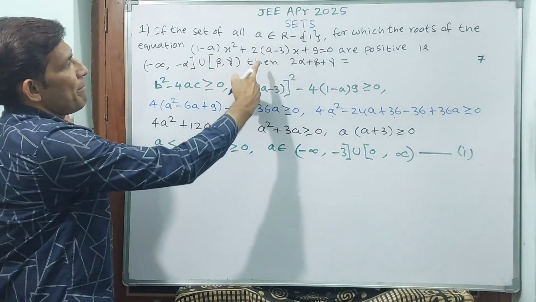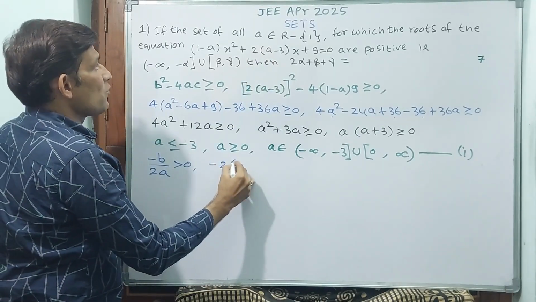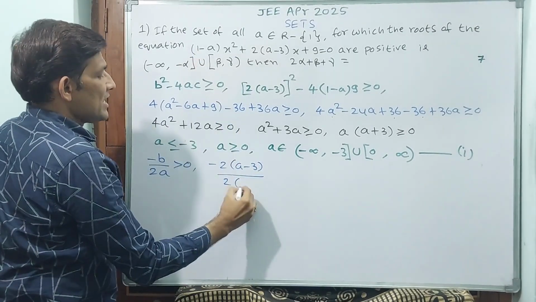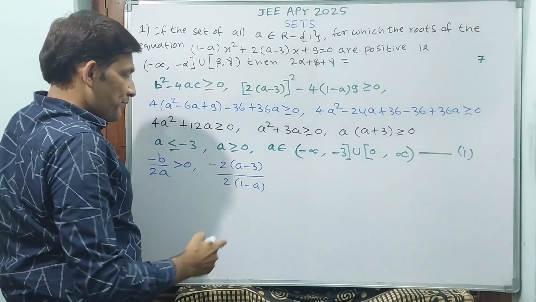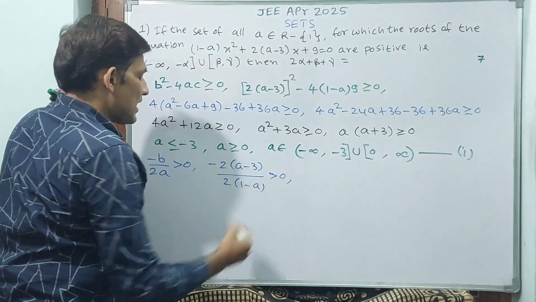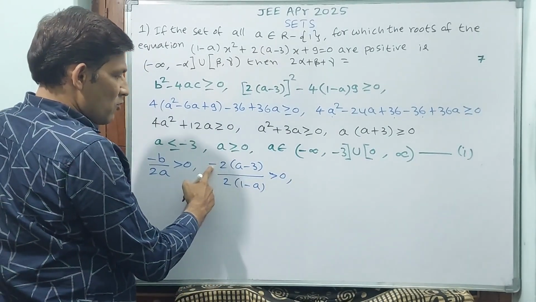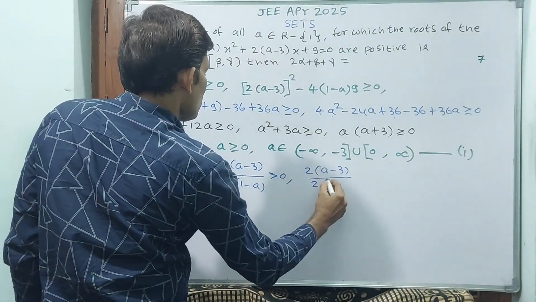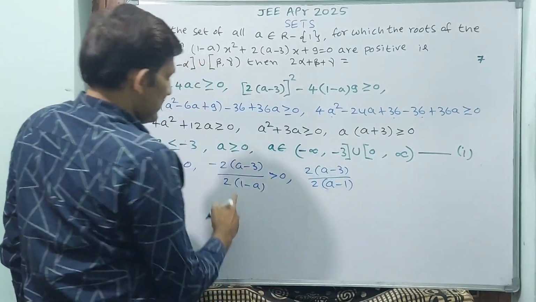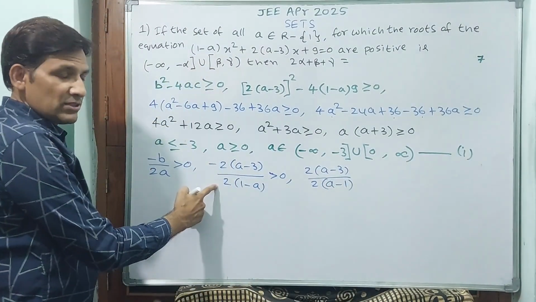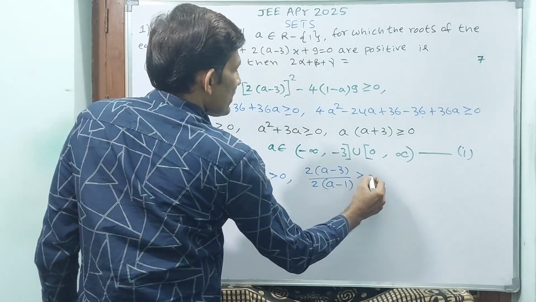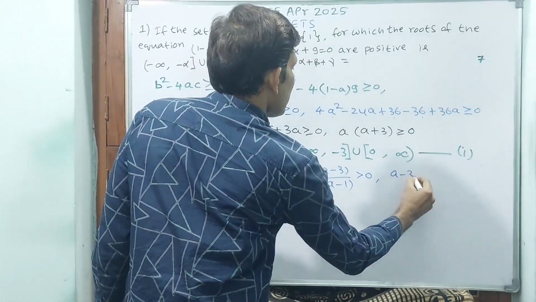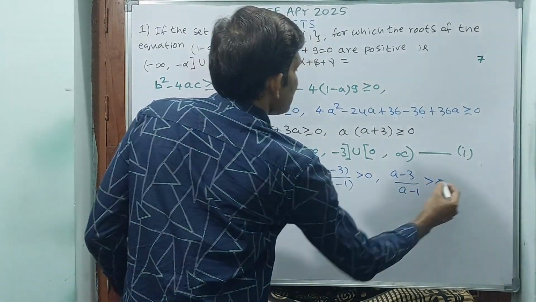Now, what is this? Minus b means, b is this one: minus of 2(a − 3) by 2a, that is 2(1 − a), is greater than or equal to 0. Or else, shall I write it like this? To remove the minus, I keep 2(a − 3) as it is, but here I write 2(a − 1), that is 1 − a, because the minus is there. Now you can take this as greater than 0. Now the 2 you can cancel. Now (a − 3)/(a − 1) should be greater than 0.